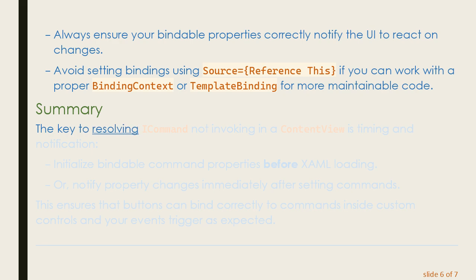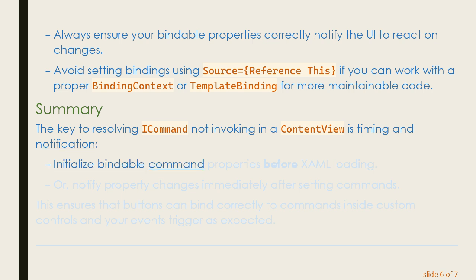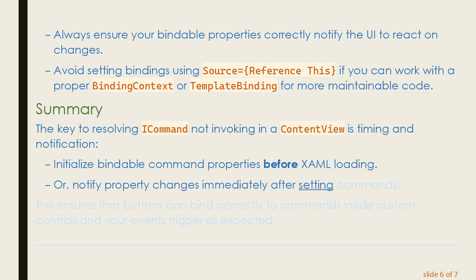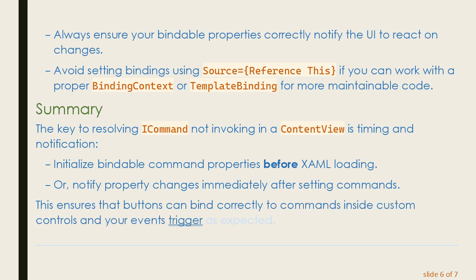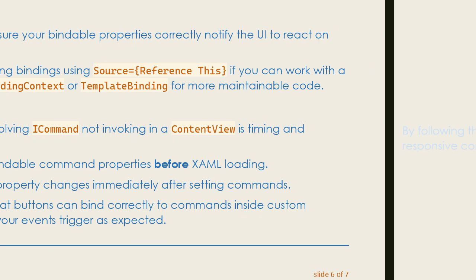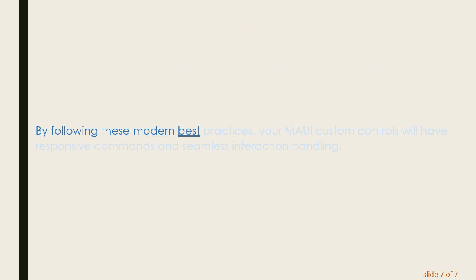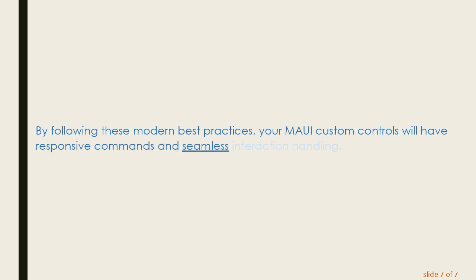Summary. The key to resolving ICommand not invoking in a content view is timing and notification. Initialize bindable command properties before XAML loading, or notify property changes immediately after setting commands. This ensures that buttons can bind correctly to commands inside custom controls and your events trigger as expected. By following these modern best practices, your MAUI custom controls will have responsive commands and seamless interaction handling.